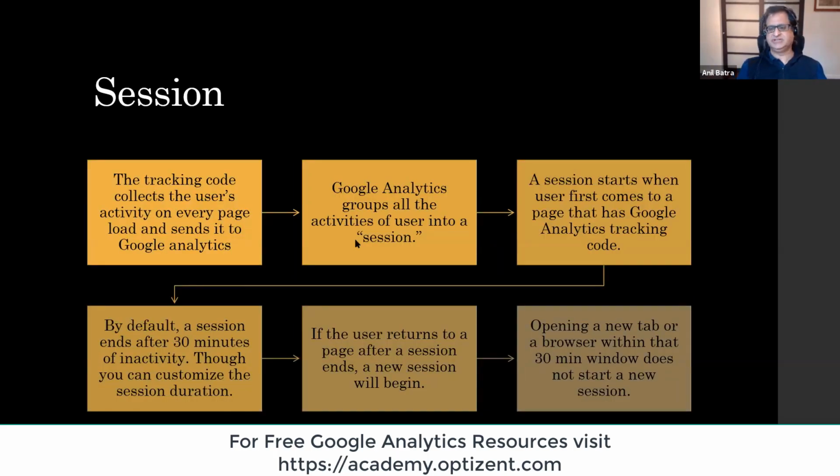So here's a session. Basically you'll read, hey, user session starts, etc. The tracking code collects the user's activity on every page, and Google Analytics groups all your activities into a session. A session is like a visit. When you go to a physical store, you go in, the session starts, you browse around, you look at different products, you spend a certain time, and you come out. The session ends at that point. The only thing here is if you go back, a new session doesn't start unless there is a gap of 30 minutes between your visits. So every time a user comes, a session starts, but it requires 30 minutes of inactivity to be counted as a new session. So if you come out and go back, come out and go back, you're still in the same session.